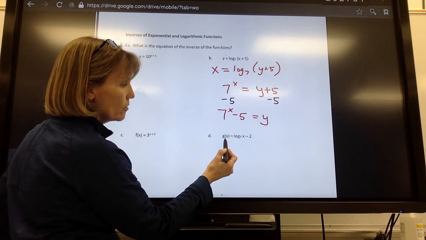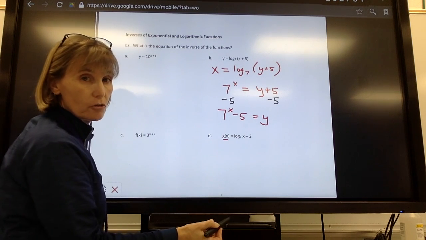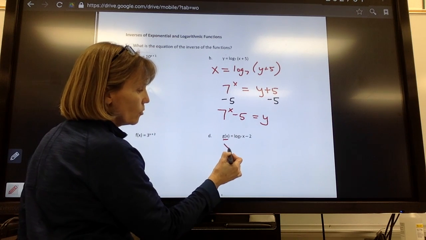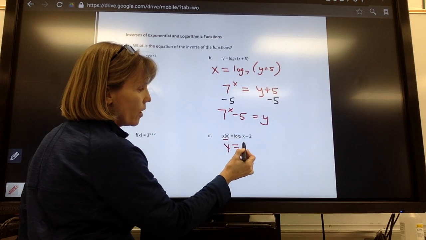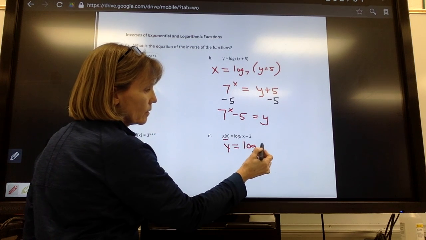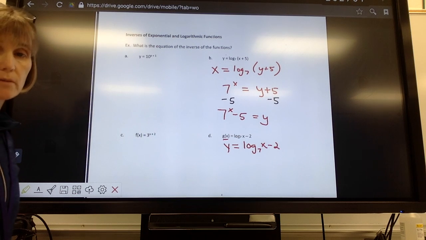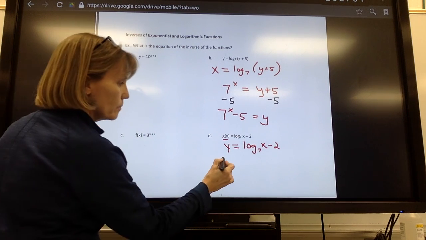And then the one on the bottom, again, if it's in function notation, the textbook a lot of times wants to put it in function notation. No big deal for us. We'll just substitute a y and then follow our steps. We'll flip where x and y are located.